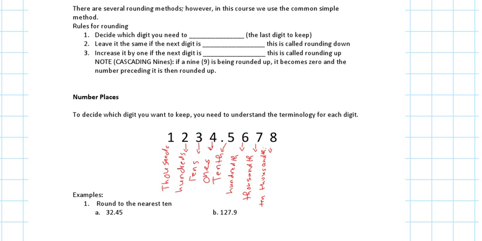So when the question is asking you to round to the nearest something, you have to know what the question is asking you. Are we okay with this?